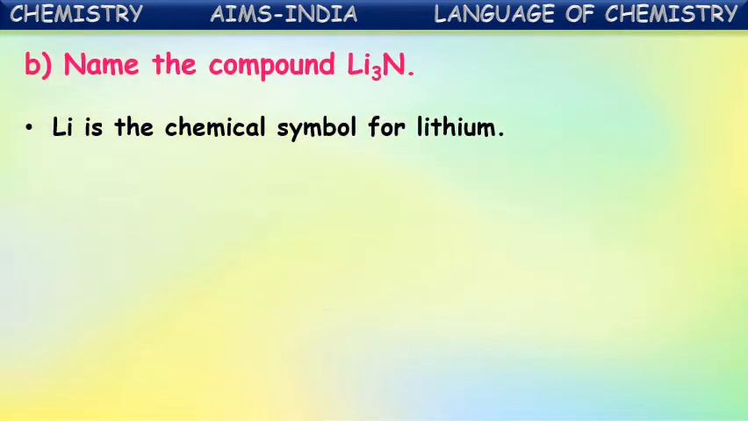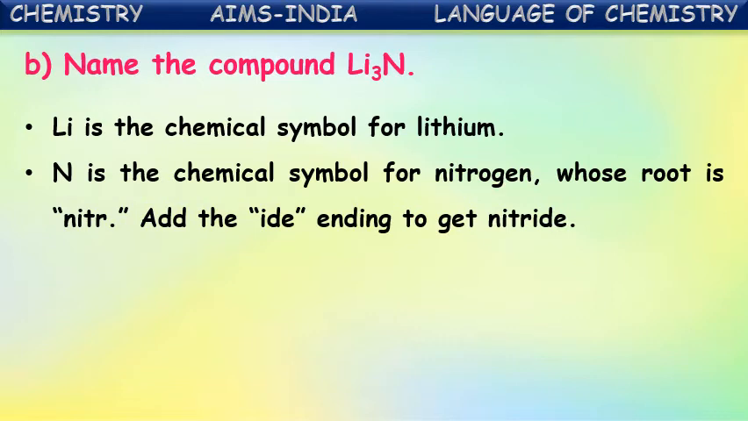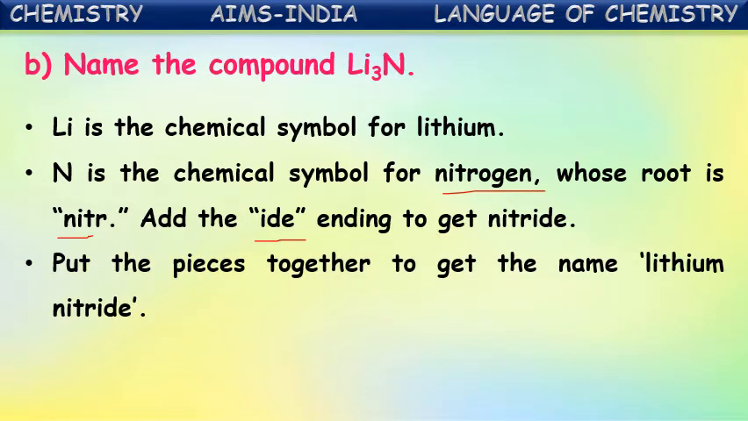We write as usual: Li is the chemical symbol for lithium. We write lithium, it is a cation. Whereas coming to N, N is the chemical symbol for nitrogen, whose root is "nitr". Add "ide" at the end according to the rules. Then put the pieces together to get the name. Cation is lithium and anion is nitr, and we have to add "ide" at the end. The name of the compound is lithium nitride. Like that we have to name the type 1 binary compounds.